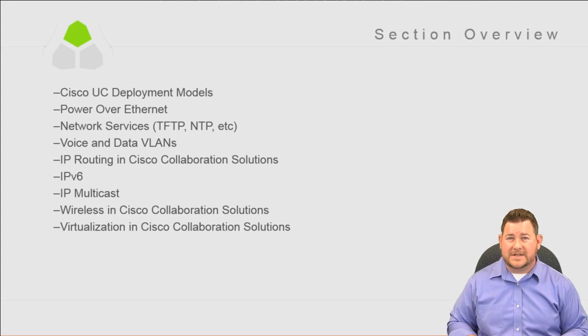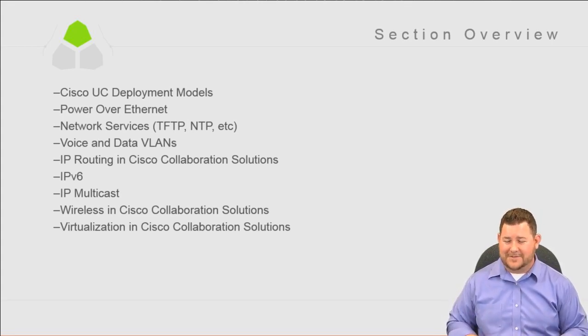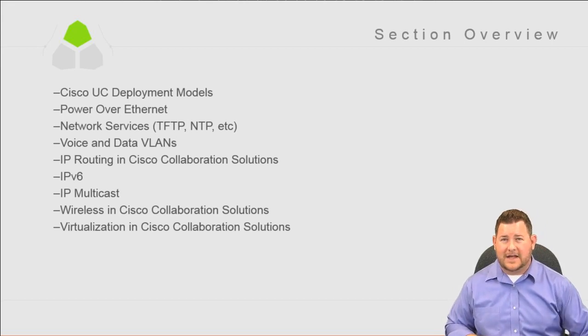So we'll talk about IPv6, which is supposed to be coming at some point. Everybody says, hey, it's next year, IPv6, man, it's coming, but we all know how that works out. Just too many things to change. IP multicast, and then we're going to talk about wireless and virtualization in Cisco collaboration solutions, so how those technologies fit in.